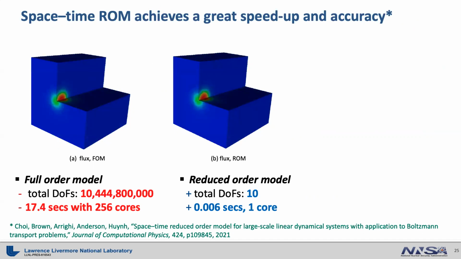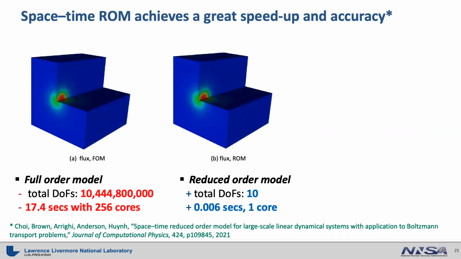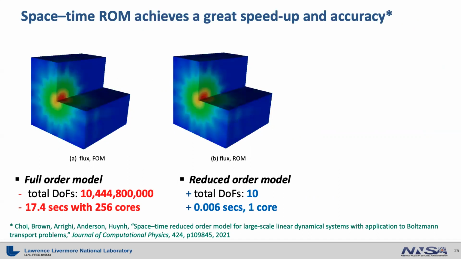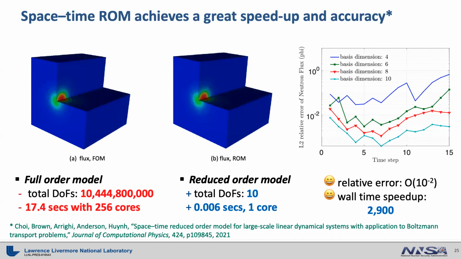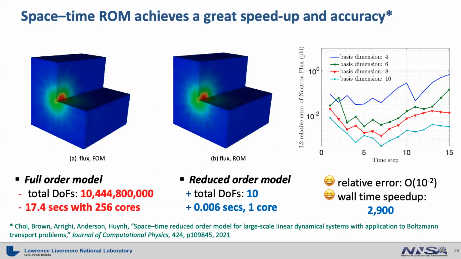The full order model took 17.4 seconds with 256 cores, which is not bad. But the space-time reduced order model was able to finish the simulation within 0.006 seconds with only one core. That gives us a wall time speedup of around 3,000. And quantitatively, the relative error was less than 1% throughout the time history.